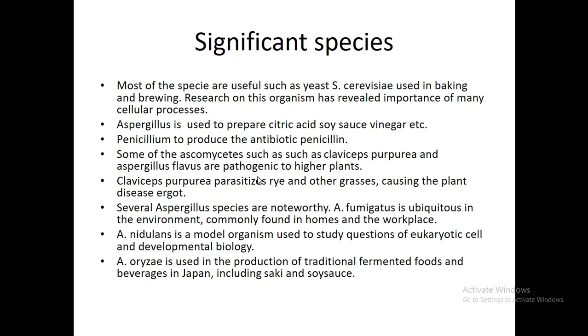Apart from this, several Aspergillus species are also noteworthy, like Aspergillus fumigatus, which is ubiquitous in the environment and is commonly found in homes and workplaces. Aspergillus nidulans is a model organism used to study questions of eukaryotic cells in developmental biology, and Aspergillus oryzae is used in the production of traditional fermented foods and beverages in Japan, including sake and soy sauce.